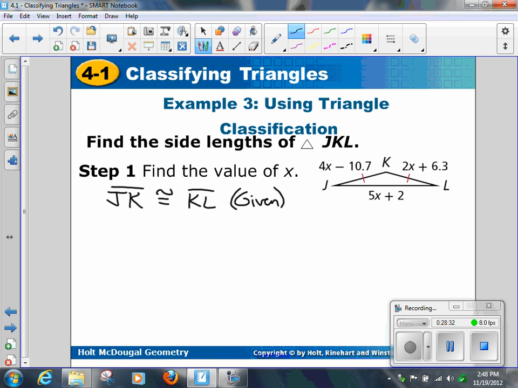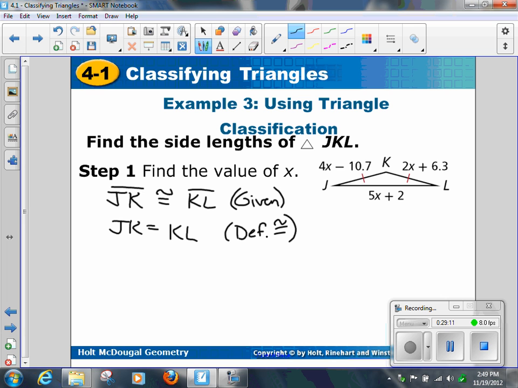What property, now let me back up, what definition said that I could go from congruence to equality? Y'all remember that? What definition allowed me to go backwards and forwards between congruence and equality? Definition of congruence, thank you very much. Definition of congruence says that if the segments are congruent, then their measures are equal. If their measures are equal, then their segments are congruent. Very good. That goes for segments, angles, whatever.